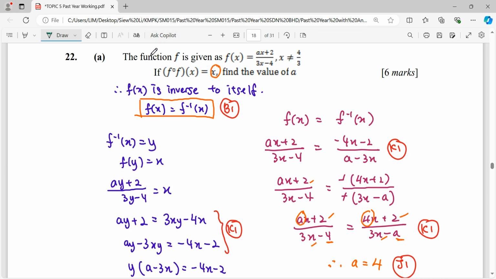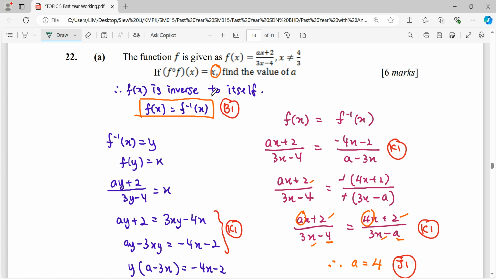So for question 22, at the beginning, we have a function f(x) here. Then it gives you f(x) equals to x. So from here, you know that this function is inverse to itself. Therefore, to find the value of a, we use the relationship where f(x) equals to f inverse.